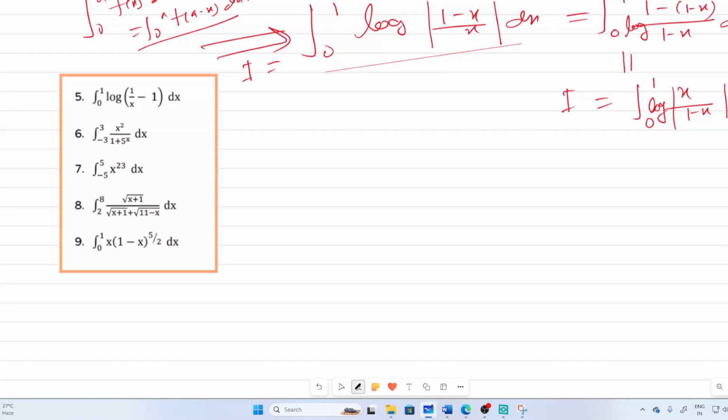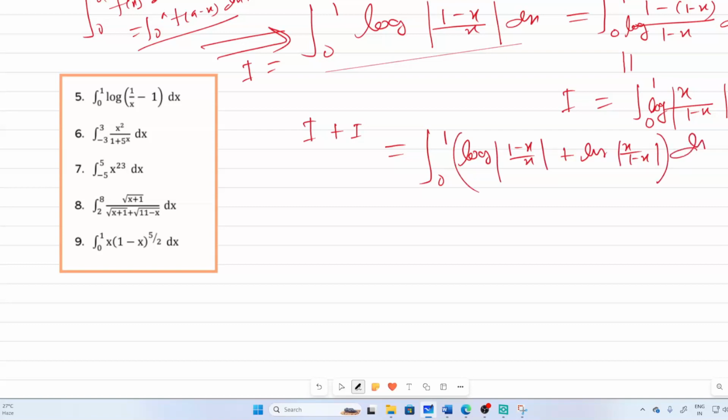Now add this and this. So I plus I is going to be what? It is 0 to 1 of log of (1 minus x) by x plus log of x by (1 minus x), whole thing dx. So this is nothing but 0 to 1 log of a plus log of b is log ab. If you multiply these two, result is 1. Log 1 is 0. So 2I equals 0. This implies that I is equal to 0. I hope all of you have understood.